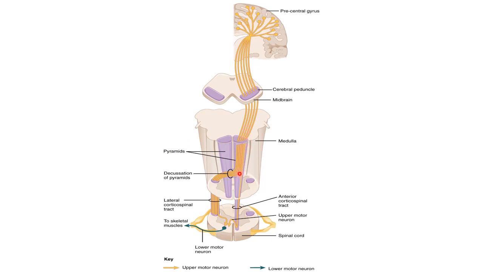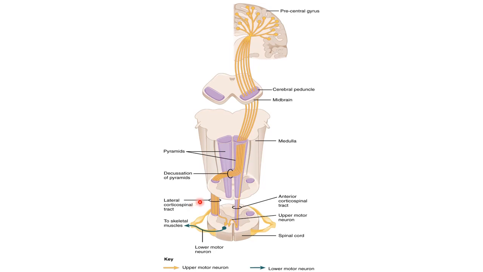It's named pyramids. Now, at the level of the pyramids, most of the fibers of the corticospinal tract will cross to the opposite side. It will cross, or decussate, the same as occurs in the somatosensory pathways. We have a decussation. So the motor movement of our left side of the body is controlled by the right motor cortex, and the reverse is true, because there is a decussation at the level of the medulla oblongata.